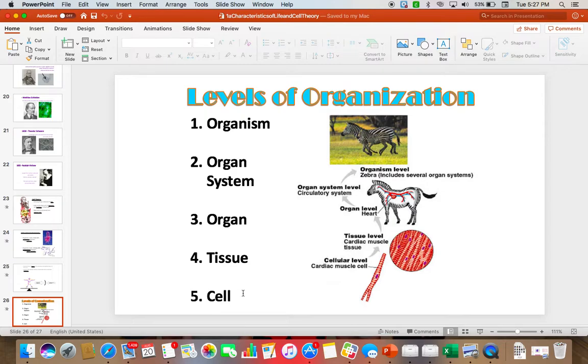So basically how it works, if you put like cells together, cells that look alike and function in the same way, you get a tissue. If you put more than one type of tissue together in a single structure, you get an organ. If you put more than one type of organ together and they function together, you get an organ system. And then you put all the organ systems together and you get an organism.